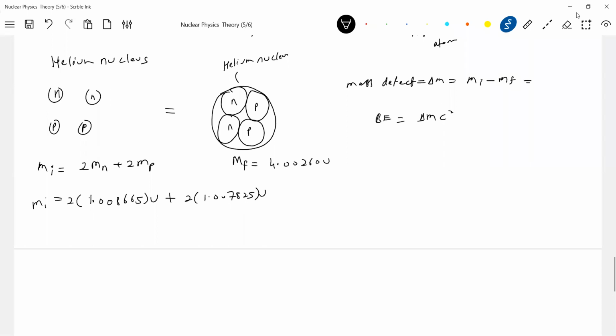So when I measure this mass defect, let me write the value directly: 0.030, and afterwards we multiply by C square. What is U? U is 1 atomic mass unit. Now the binding energy is given by delta M into C square, so this will be 0.03038 U into C square. So 1 amu, 931 we will take.